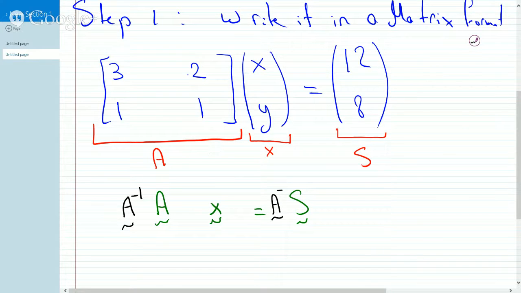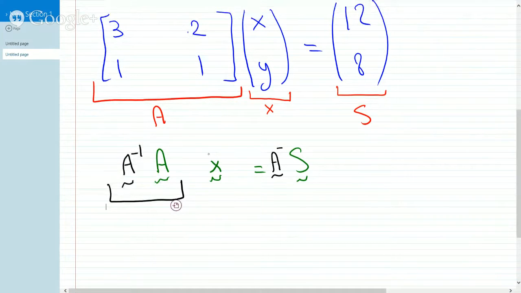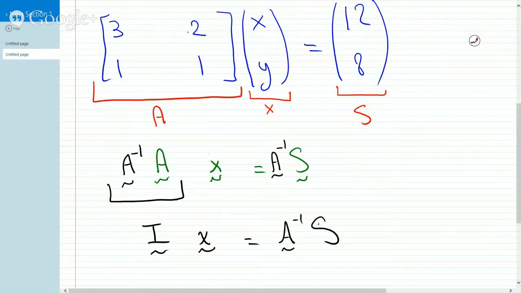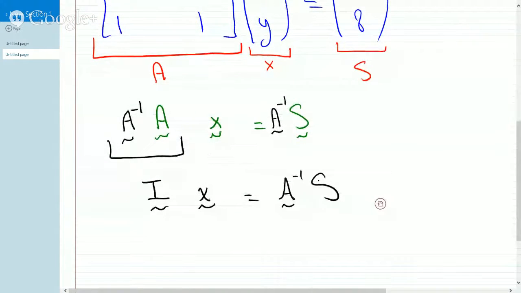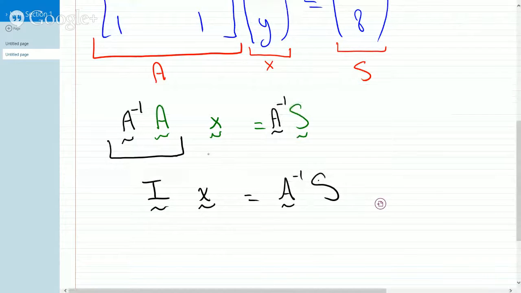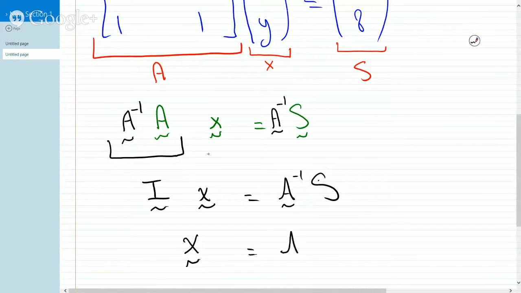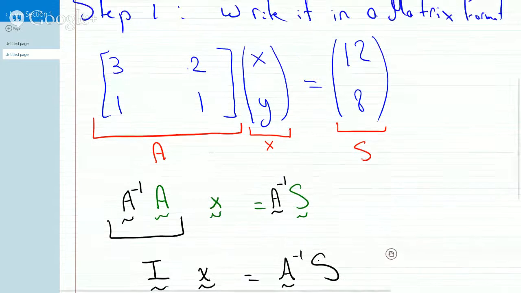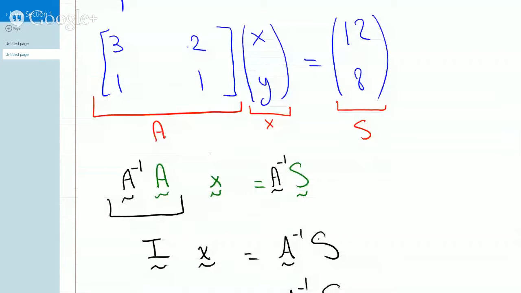Inverse matrix A. Now, what's A inverse times A? Just the identity matrix. So this gets you the identity matrix times matrix X, and that gets us A inverse times matrix S. And this will equal matrix X, which is my unknowns, the X and the Y. So matrix X equals A inverse times S, which means that to find my unknowns, all I have to do is find the inverse of A and pre-multiply it by the solutions, 12 and 8.